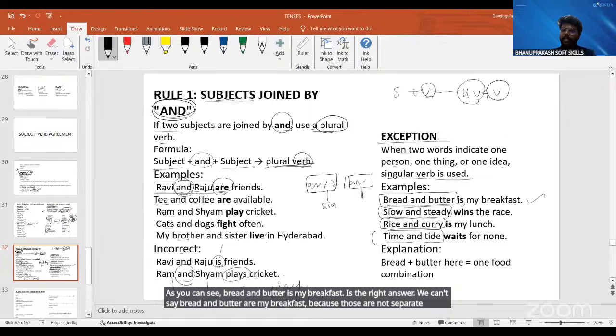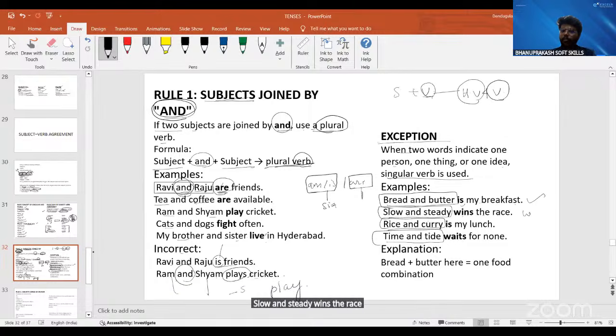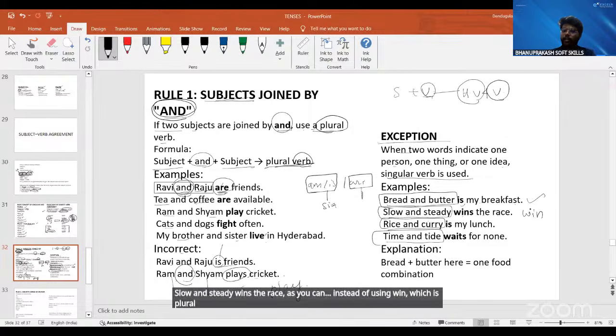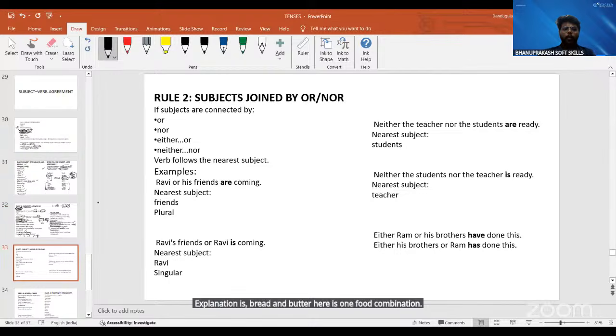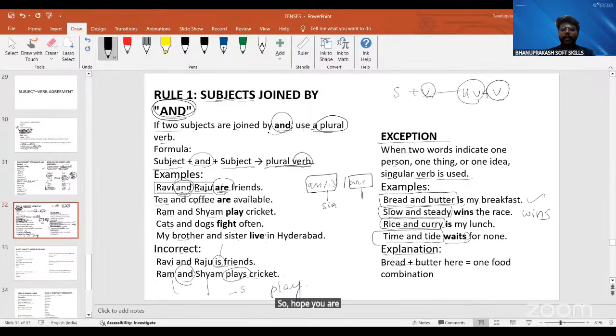Slow and steady wins the race. As you can see, instead of using win, which is plural, they are using the singular verb form, which is wins. And rice and curry is my lunch. Time and tide waits. Again, waits, the s form. The explanation is that bread and butter here is one food combination. So hope you are clear with the and.